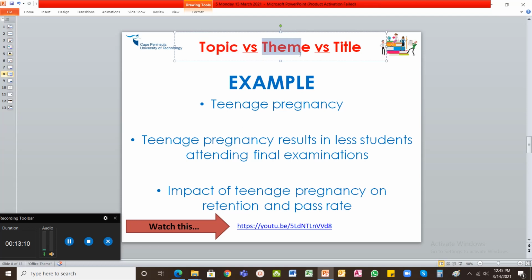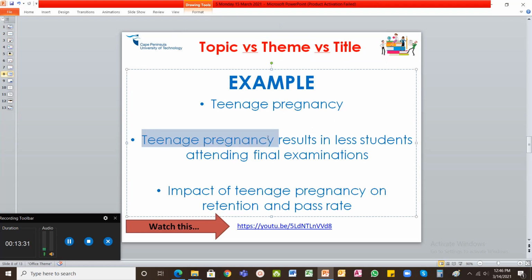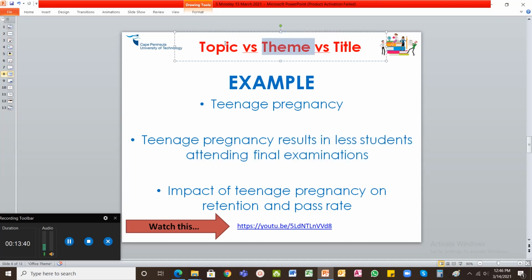My theme is what aspect of teenage pregnancy do I want to focus on? Do I want to focus on the maternity ward? Do I want to focus on the days that you get off from your college or school? No. For this example, I want to focus on teenage pregnancy that results in less students attending their final examination. So that is my area or my theme within my topic that I'm going to look at.